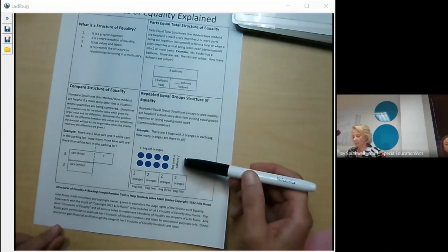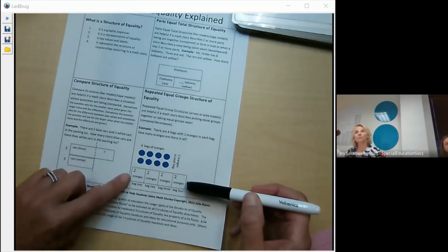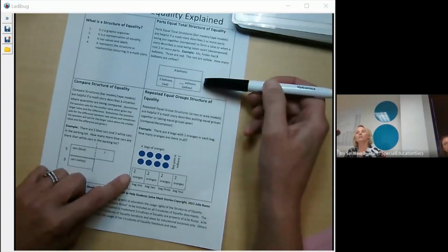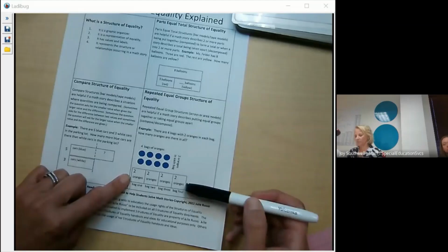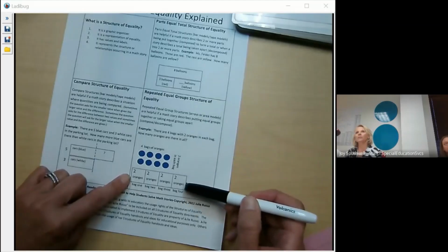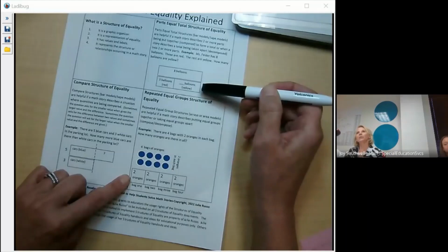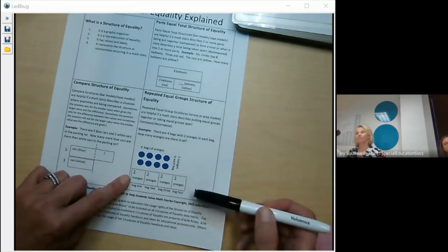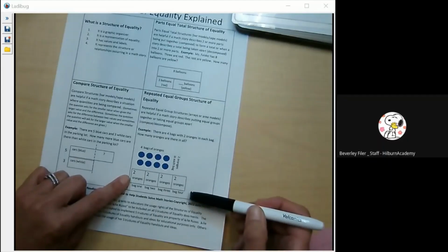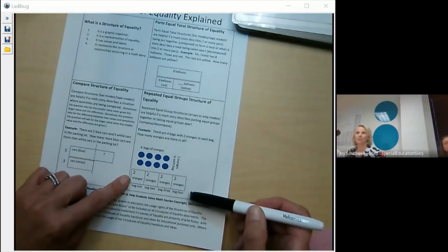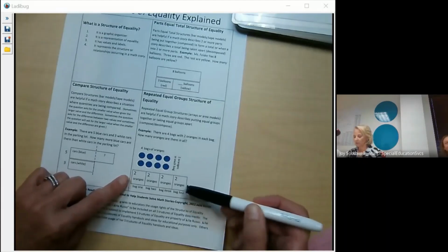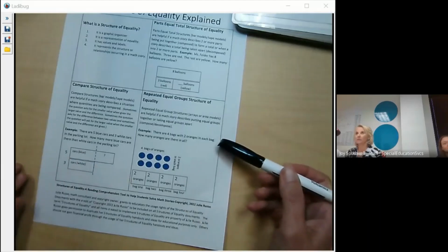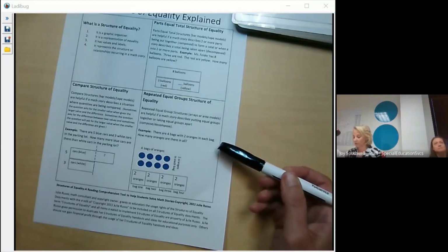So this is a typical array. This looks more like this model. And we can use this model because we're putting groups together just like we're putting groups together here. What's different about these groups from these groups? Those groups are equal. Yes, those groups are equal. Thank you. I'm not sure who said that, but Beverly. Thank you, Beverly. Those groups are equal. So here we have a typical math story that you'd see in a 3rd grade textbook. There are 4 bags with 2 oranges in each bag. How many oranges are there in all?